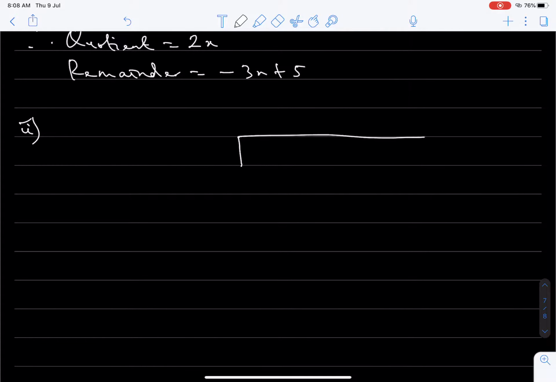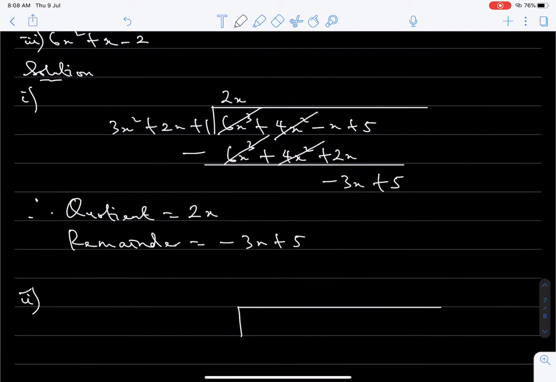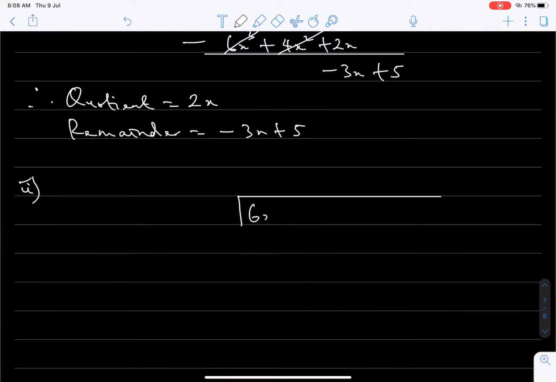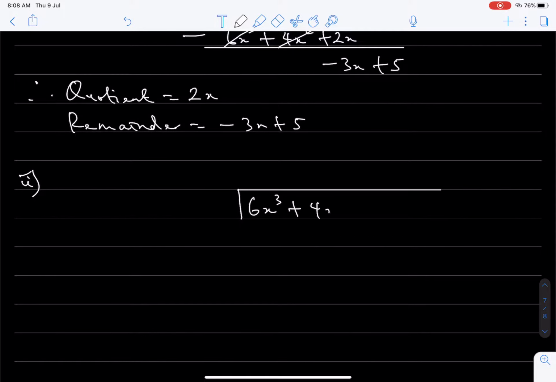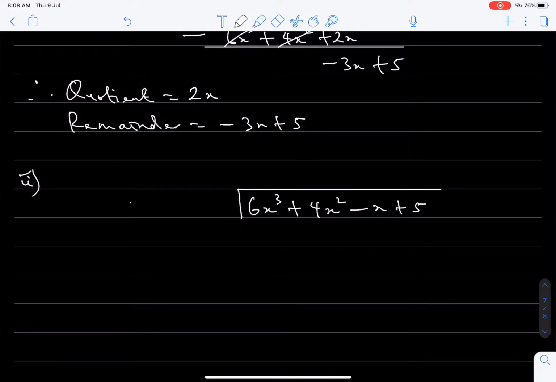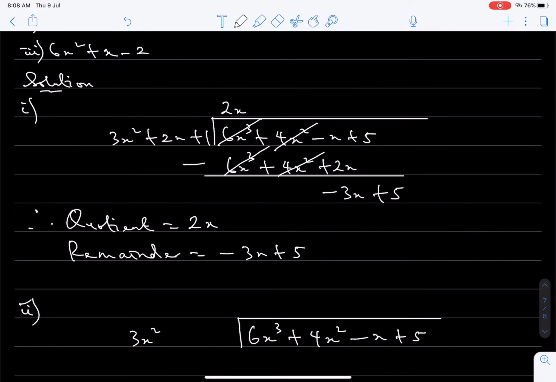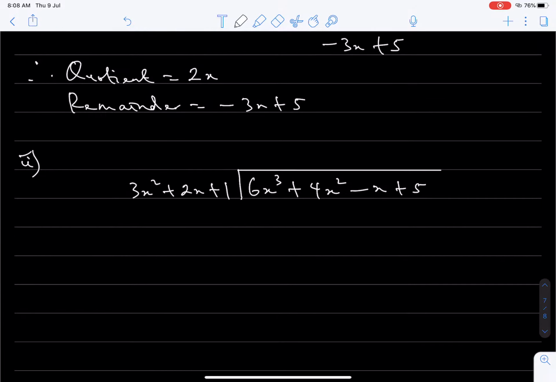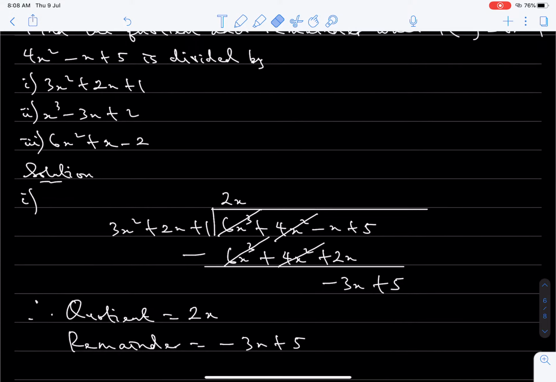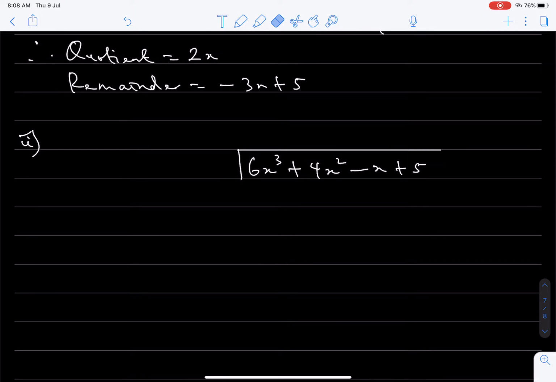In the same vein, we are doing long division. 6x cubed plus 4x squared minus x plus 5 divided by 3x squared plus 2x plus 1. No, that's not the divisor. Remember we got 2. The second divisor is supposed to be x cubed minus 3x plus 2. This time we are dividing it by x cubed minus 3x plus 2.